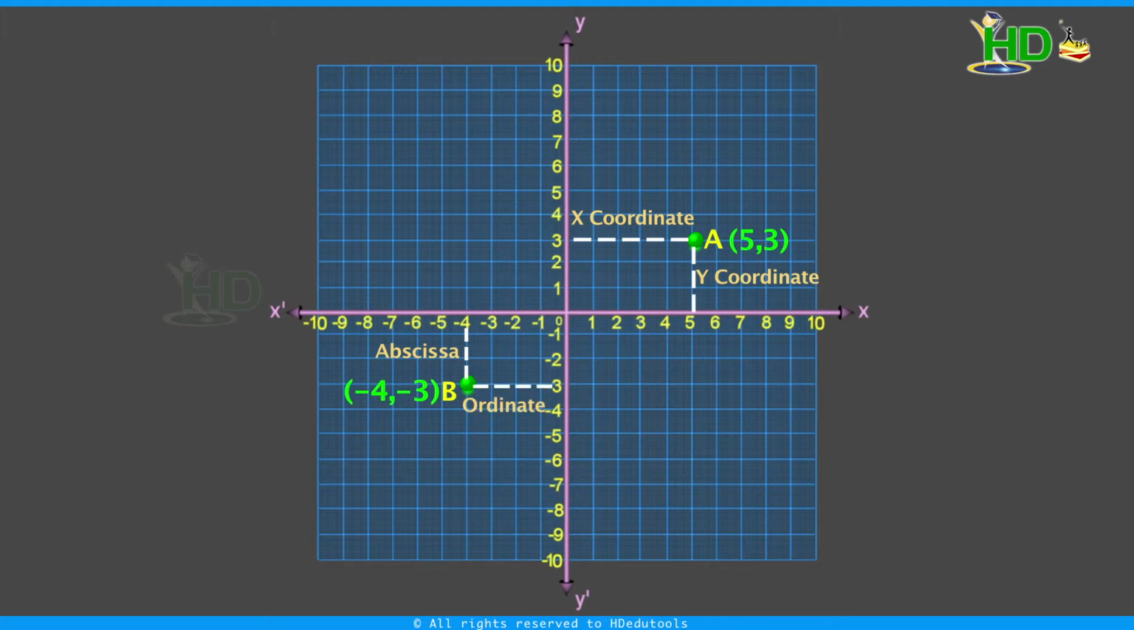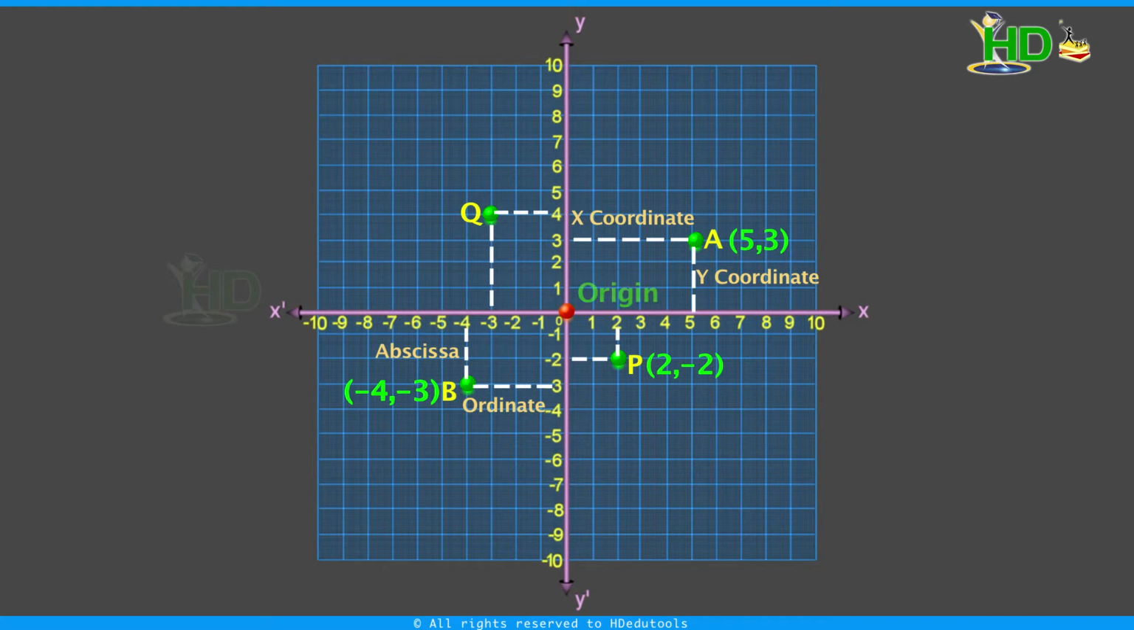Similarly, suppose we consider two more points on this graph, Q and P. What about P? The x-coordinate is 2 and the y-coordinate is -2. That is, abscissa is 2 and ordinate is -2. Similarly, for Q, the x-coordinate is -3 and the y-coordinate is 4. The coordinates of P are 2, -2. For Q it is -3, 4.